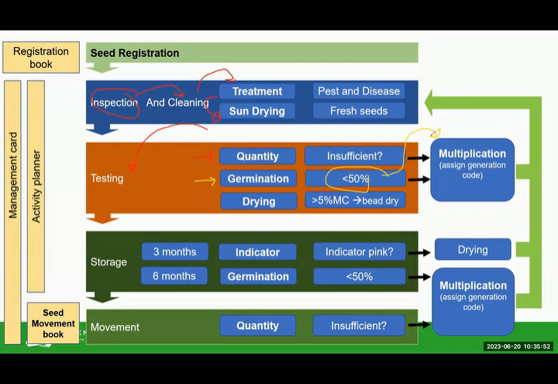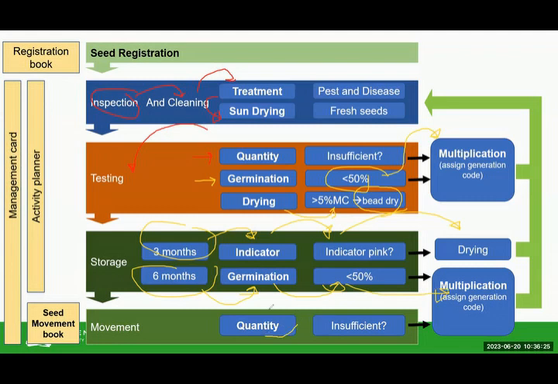So these are certain rules within a community seed bank that the management team has to formulate. And if it is more than 5% moisture content, we have to go for drying. We have to add the beads. And then after multiplication, after storage, every 3 months, we have to check the indicator papers. If the indicator is pink, we have to go for drying. After 6 months, we have to check germination. And if the germination is less than 50, again, we have to go for multiplication.